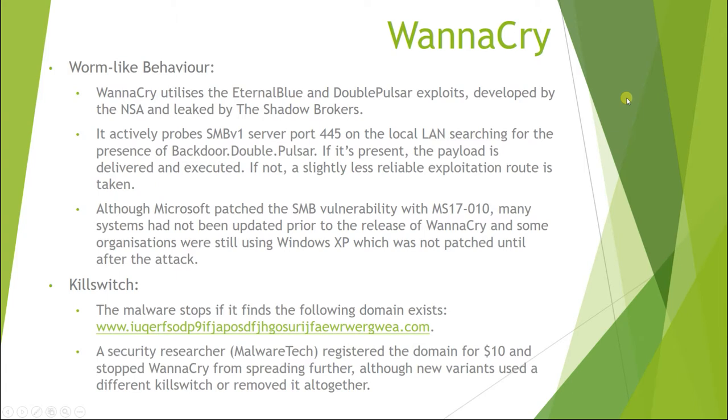In terms of worm-like behaviour, WannaCry utilises the EternalBlue and DoublePulsar exploits. They were developed by the NSA and kept secret for a long time, and then they were stolen and leaked by the Shadow Brokers. So whenever the NSA realised that these exploits were in the hands of a hacker group, they did contact Microsoft, explain the vulnerability, and Microsoft patched it. But we'll get into that in a second.